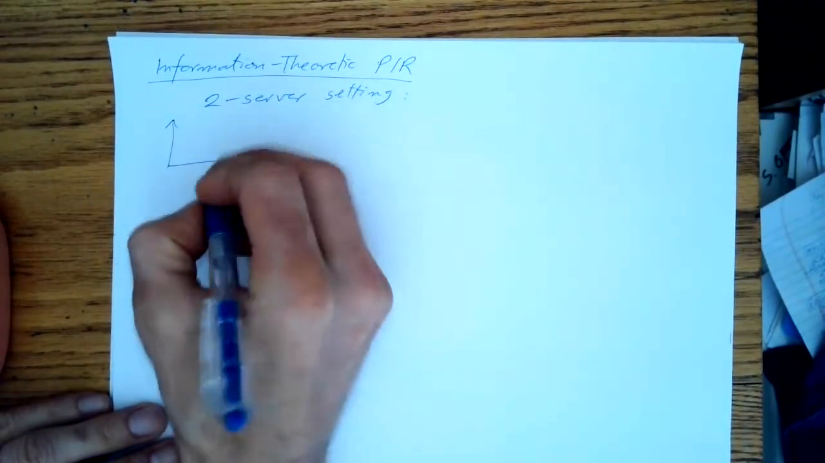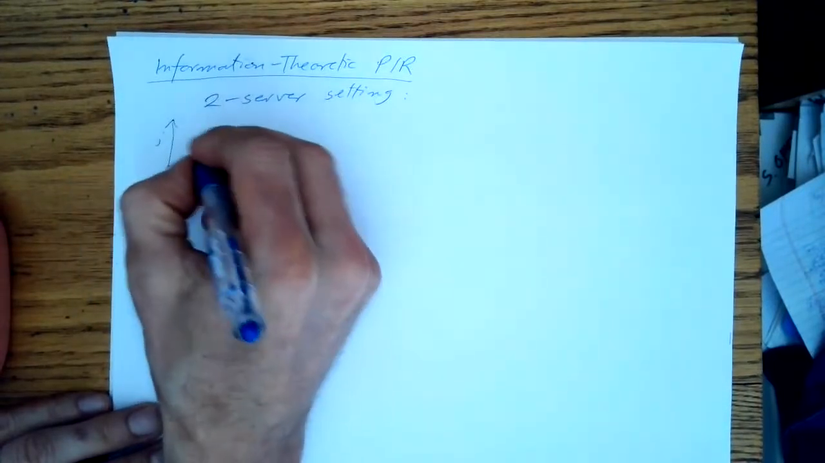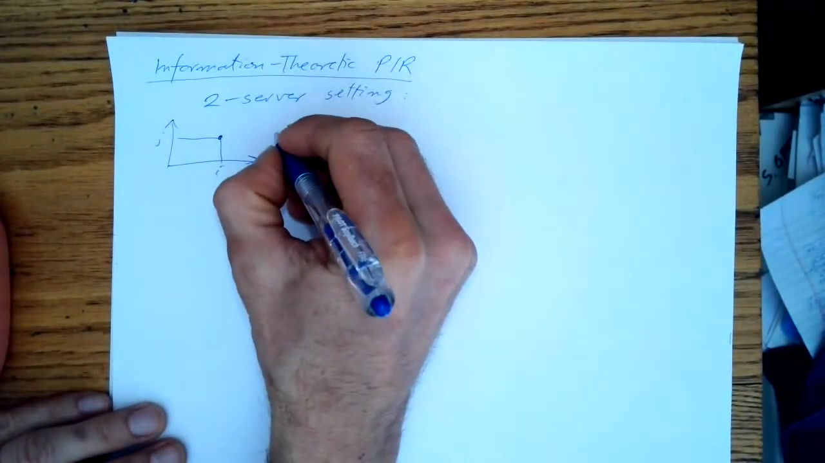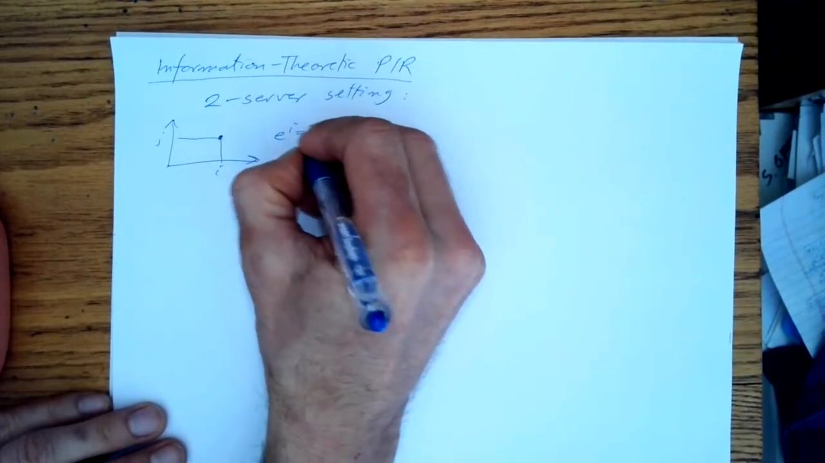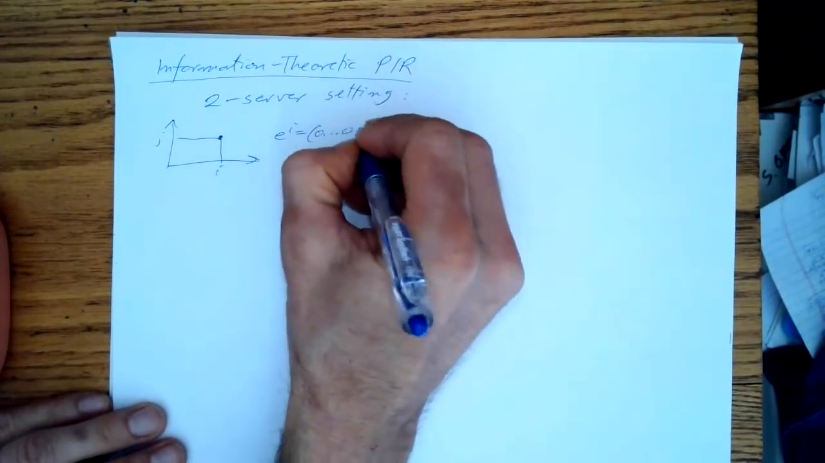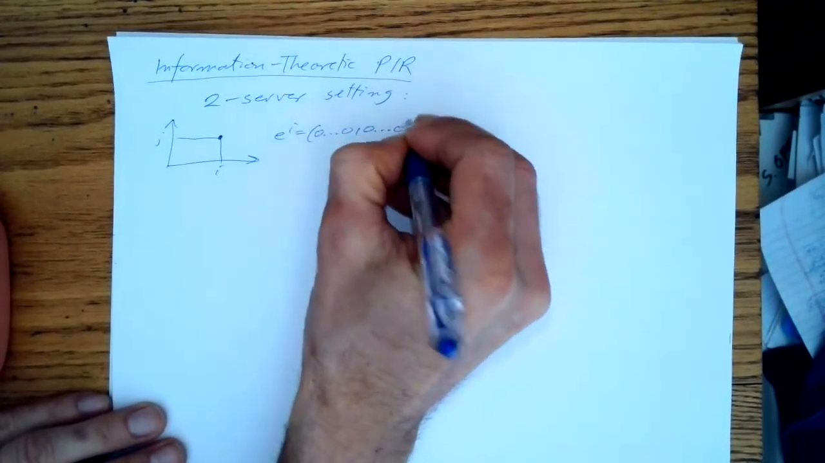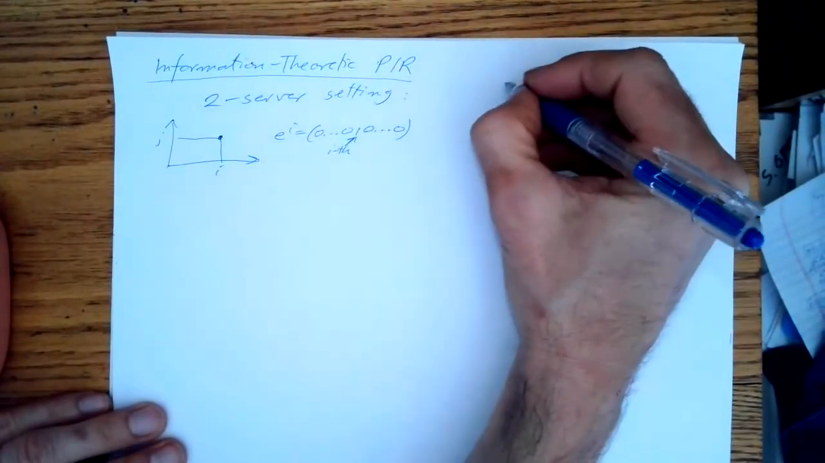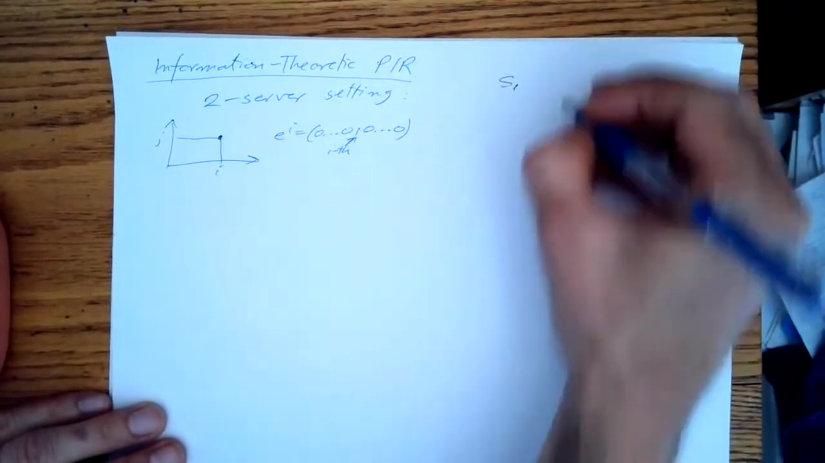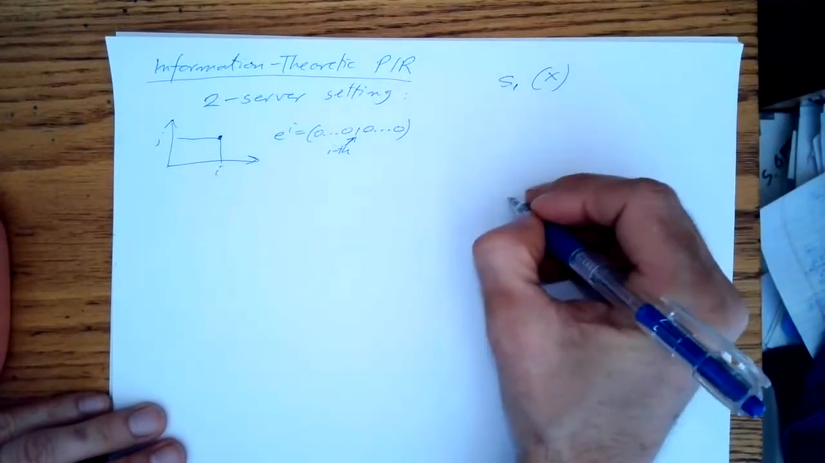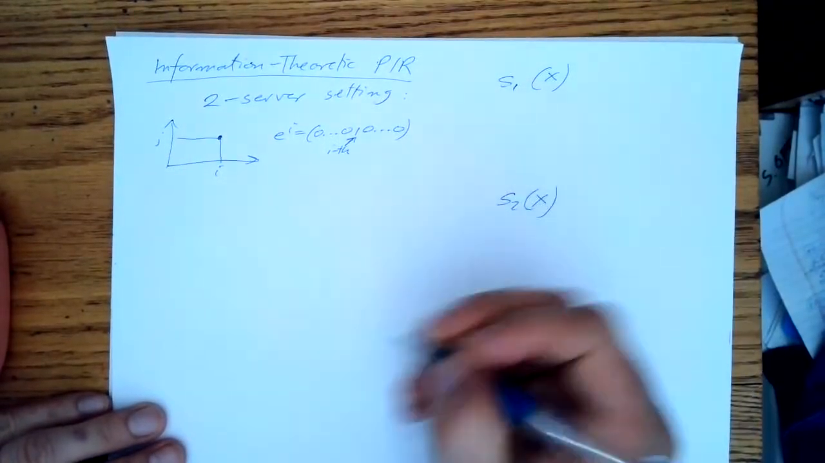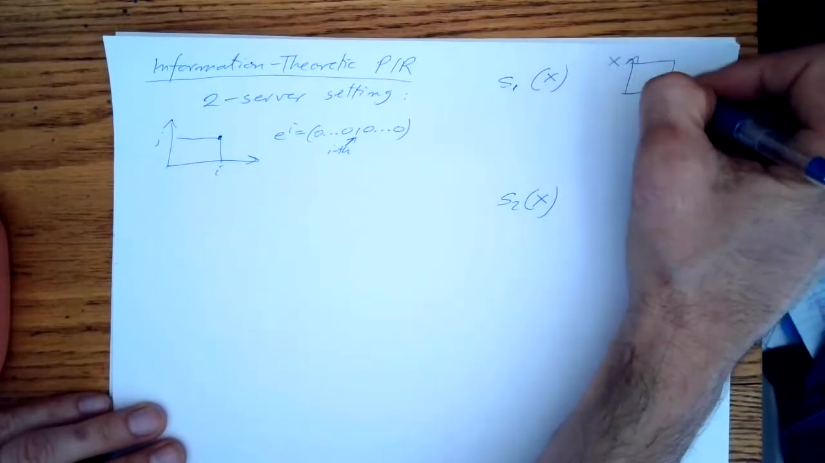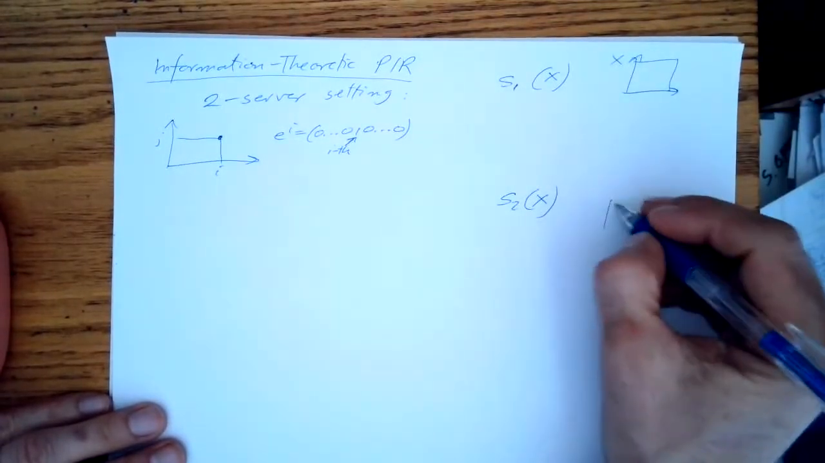There is an ij location which the client wants to retrieve, and he forms the same ij indicator vector, with a one at the ith position. And now there are two servers, S1 and S2, both of them holding this X that is now a matrix.